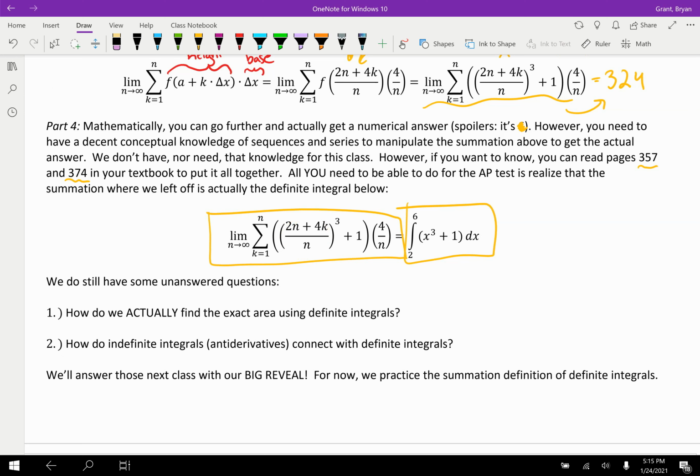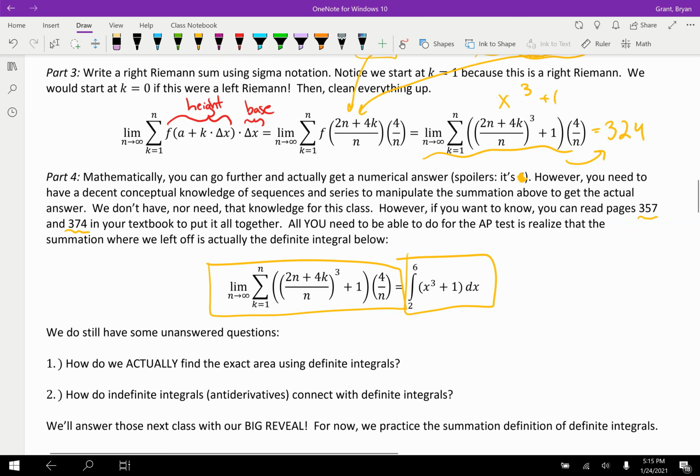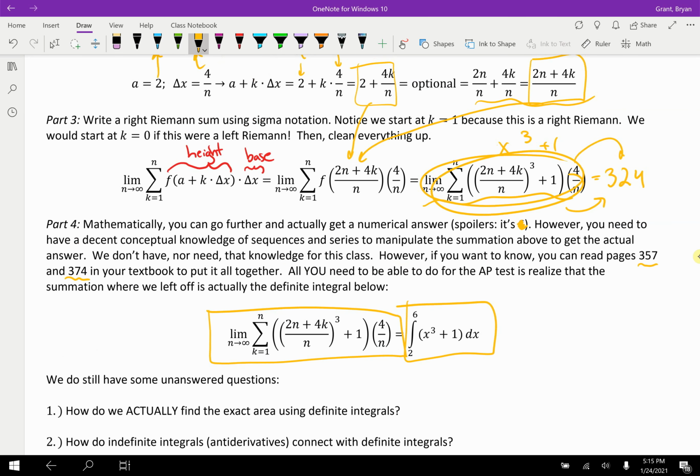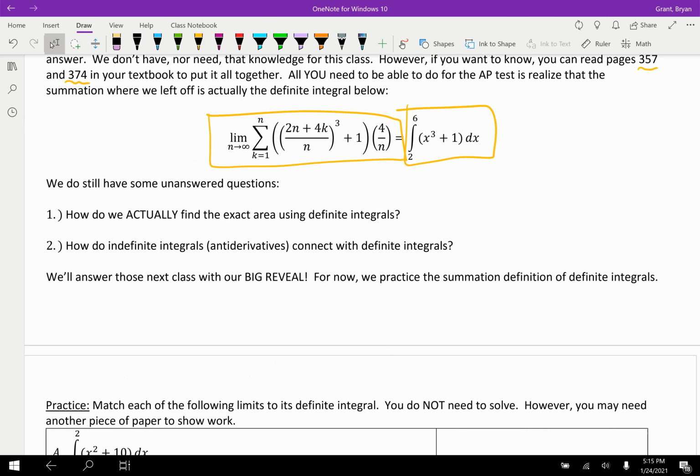So finishing today, we do still have some unanswered questions. Right? And our 2 big unanswered questions, number 1 are, how do we actually find the exact area so that we don't have to have the knowledge to turn this into 324? And then the second question is, how do indefinite integrals relate to definite integrals? They seem very unrelated. Indefinite integrals give us an equation. They undo a derivative, and derivatives have to do a slope. And definite integrals are all about calculating area. So how do derivatives and area relate with each other? And we are going to answer those next class with our big reveal.